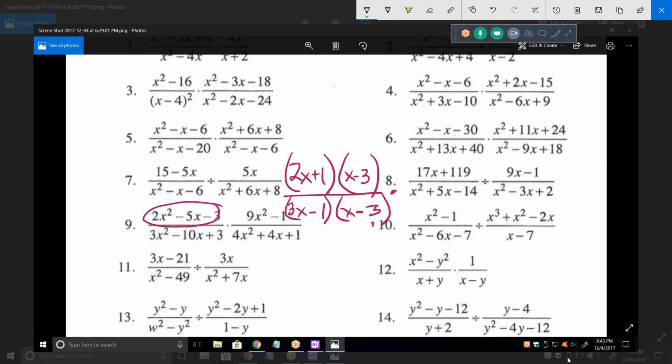Okay, now 9x squared minus 1. How does that factor? Difference of perfect squares. Yes, it is difference of perfect squares. Most people don't necessarily recognize it as perfect squares. They see that that is a perfect square number, but they don't realize that 1 is a perfect square number, but it is. So then, what is it?